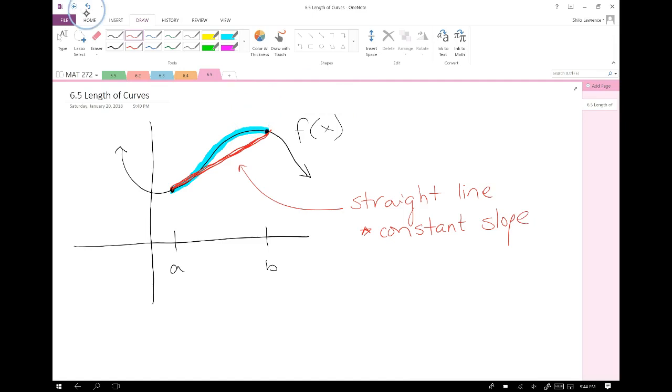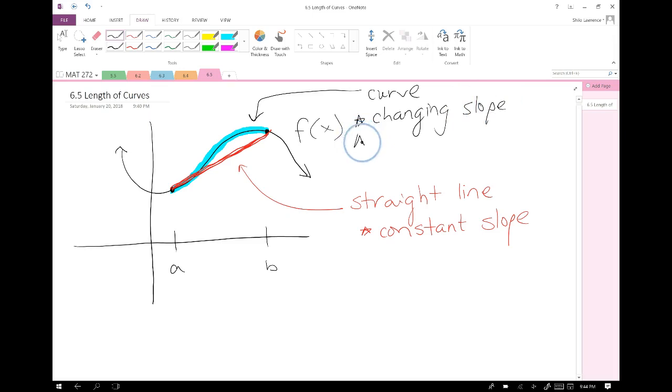So here we have our curve. It's got changing slopes. And we must use calculus. With that constant slope, we can use algebra.